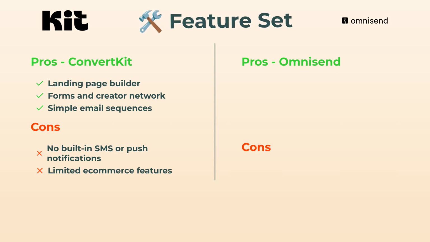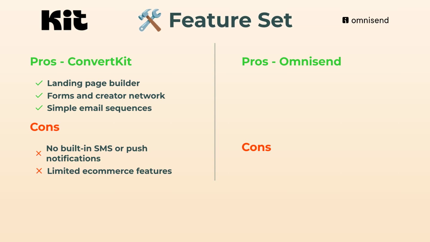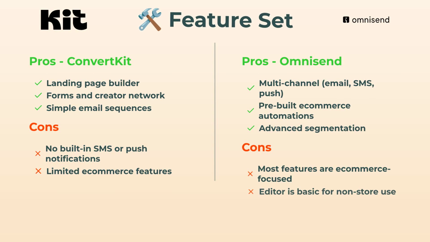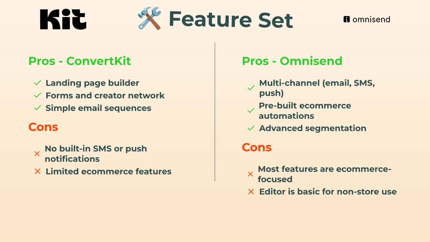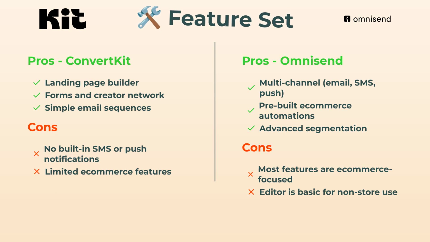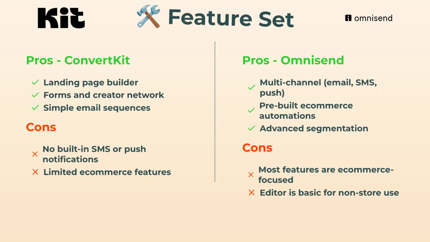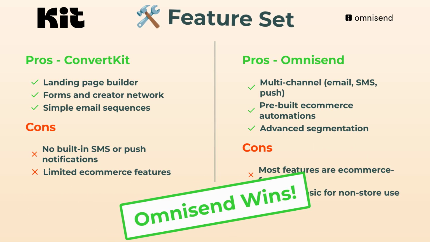Now, when you jump to Omnisend, it's a whole other ballgame. You've got multi-channel capabilities. Think email, SMS, push, all baked in. Pre-built automations for abandoned carts, and all the e-commerce goodies, loading up advanced segmentation too. The catch? Most of this is really designed for online stores. Plus, if you want something outside the e-commerce box, that drag-and-drop editor feels basic. Still, Omnisend's feature party takes the cake.